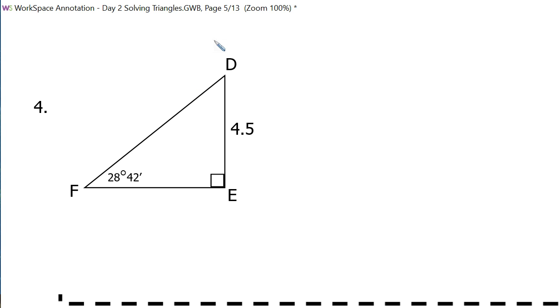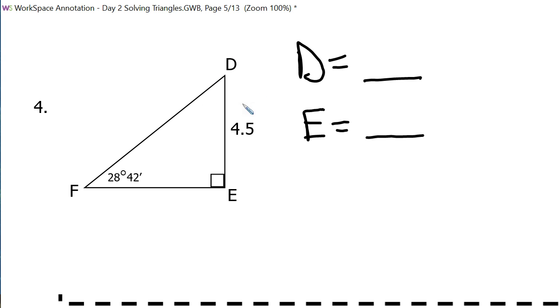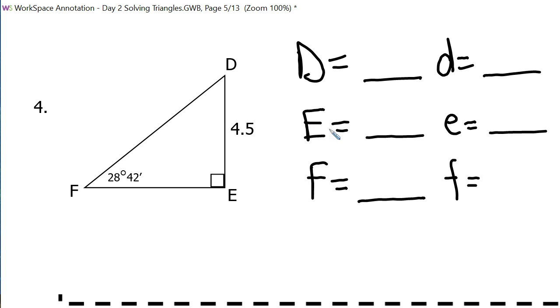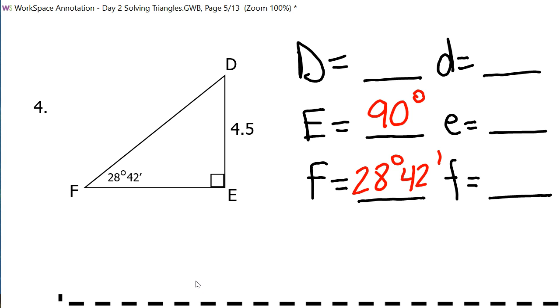Next one, now we have B, C, and F. So we need angle B, angle E, angle F, and we need sides D, E, and F. Now I'm going to go ahead and fill in everything they gave us. So angle E is 90 degrees. Angle F is 28 degrees, 42 minutes. And side F is 4.5. So those are the three values given to us. Now we just have to solve for 3 more.